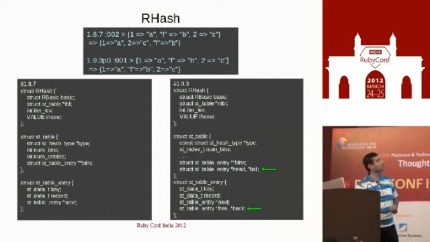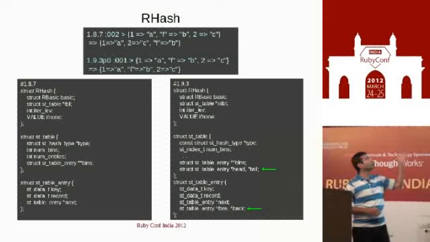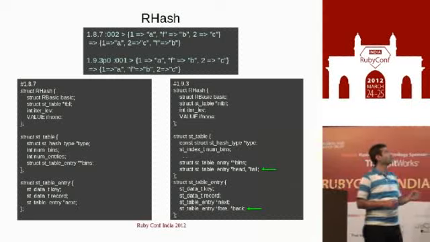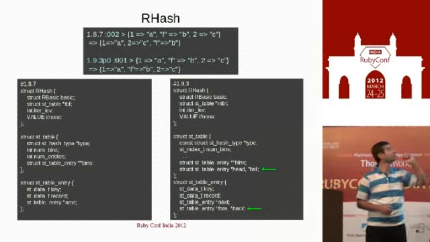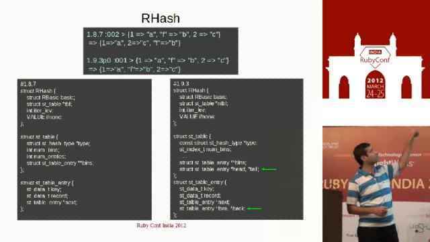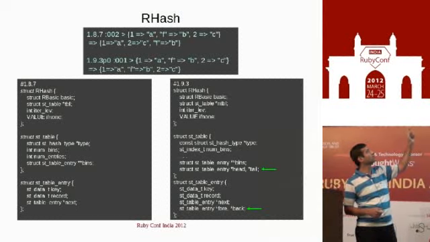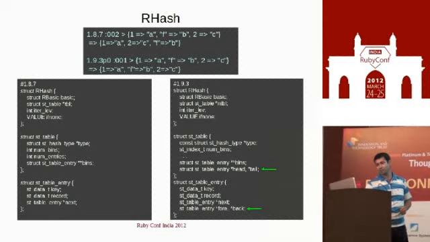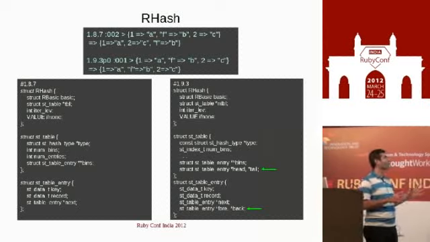Let's talk about hash. This is the output of hash for 1.8.7 and 1.9.3. As we know, in 1.9.3 we actually maintain the insertion order. So in the second example we maintain the insertion order: 1, F and 2. Okay, so let's take a look at the implementation. Oh, it's quite complex.